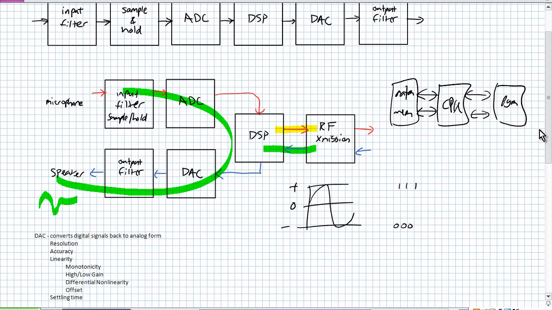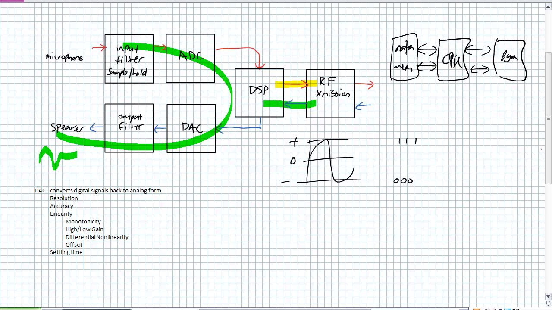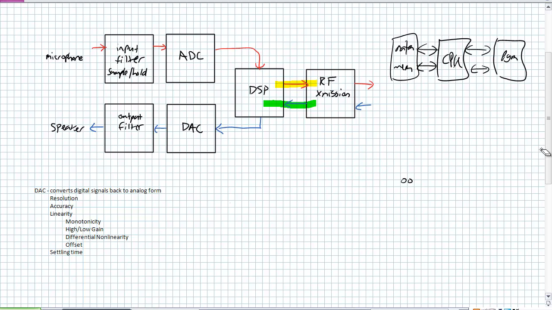So here, let's talk about some general terms about digital to analog conversion before we go into some of the specific methods. Obviously, what does a digital to analog converter do? Basically, it converts your digital signals back to analog form. And think about the number of bits. 3 bits, that's 8 steps, versus 4 bits, that's 16 steps in there. That's resolution.